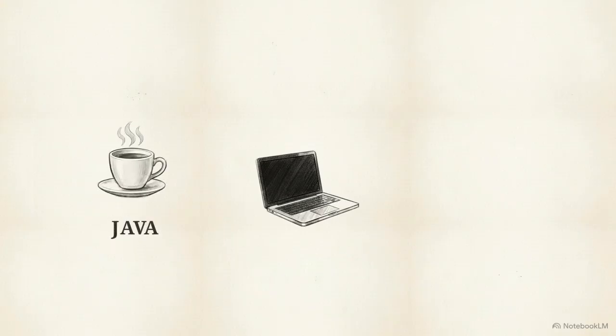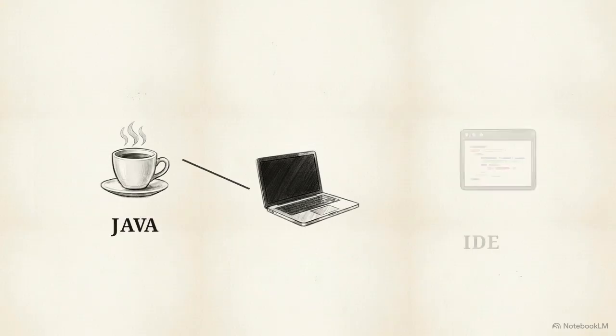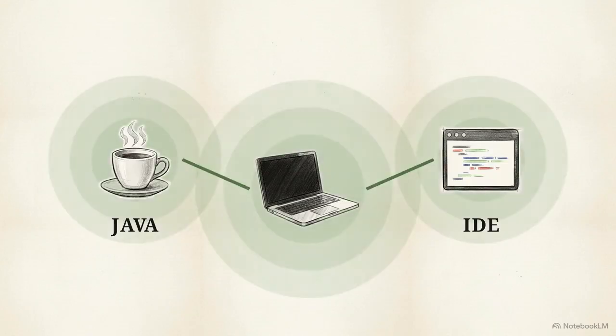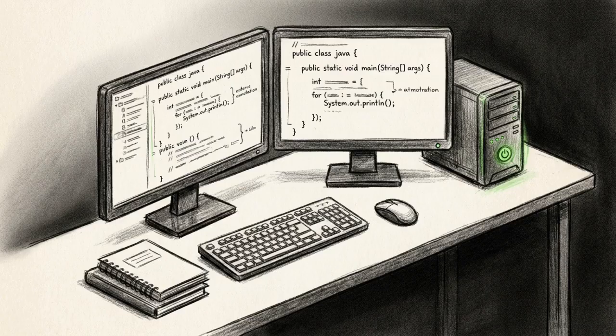To get started, you only need 2 prerequisites ready on your machine: an installed Java environment and your preferred integrated development environment, or IDE, open and ready to code. Having these tools installed establishes the required environment where your scripts will actually live and run.